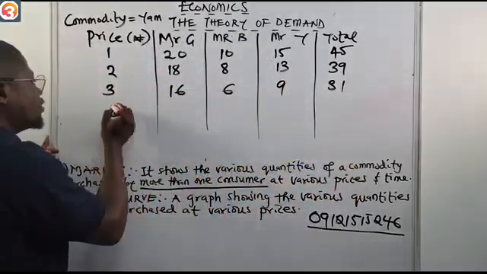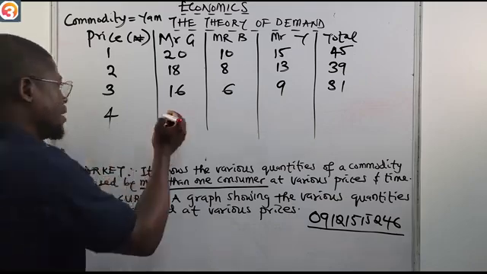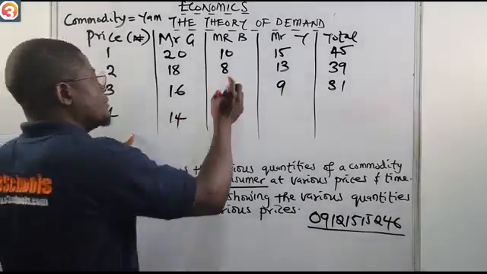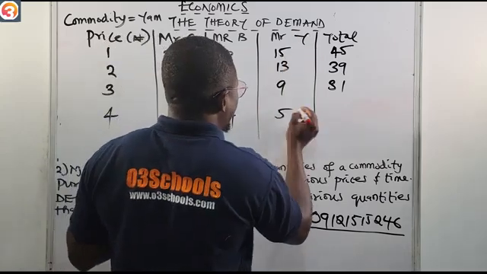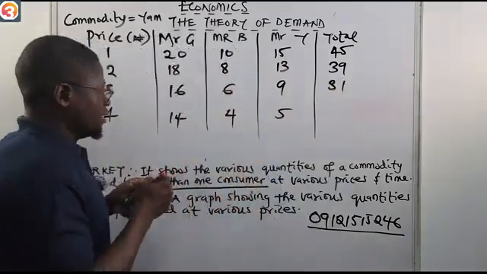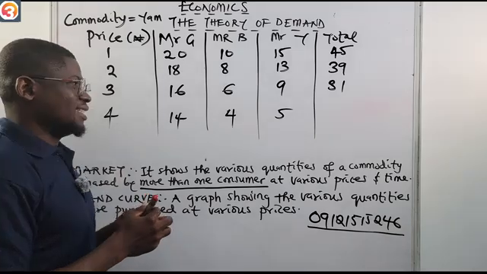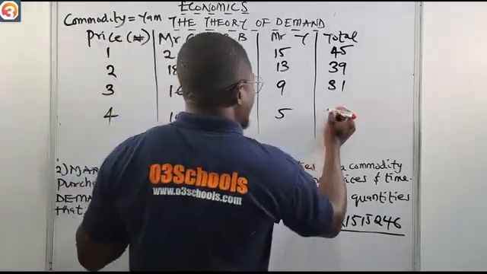Now, when the price of yam went to 4 naira, Baba was able to afford 14. Baba was able to afford what? 4. Okay, Baba was able to afford, let's say, 5. Okay, if you add this together, we're going to have 14 plus 4 is what? Is 18. 18 plus 5 is 23.